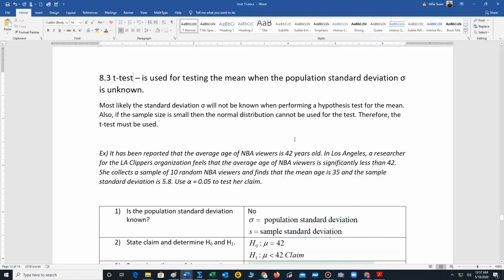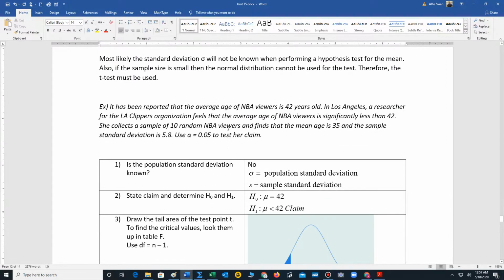In section 8.3, we will learn about the t-test. The t-test is used when testing the mean and the population standard deviation sigma is unknown. Most likely we are not going to know sigma, the population standard deviation, when performing a hypothesis test for the mean. Typically in this situation, the sample size is small. So therefore we have to use the t-test in this case.